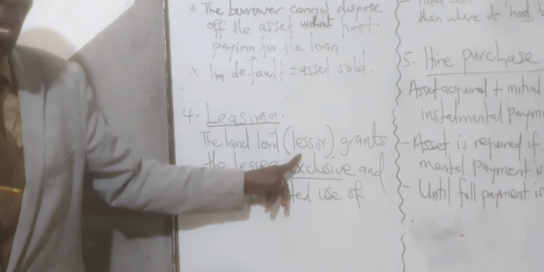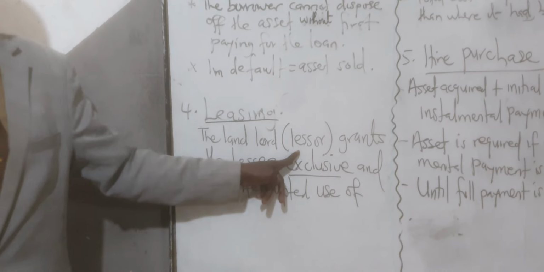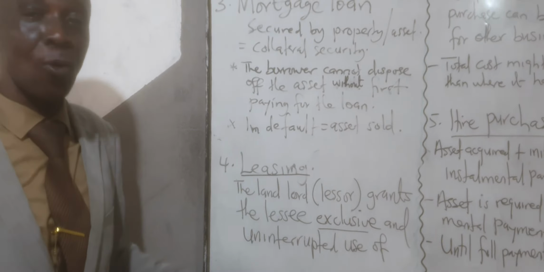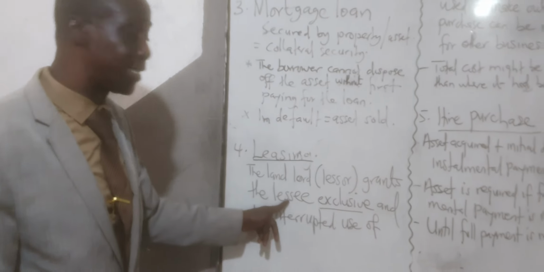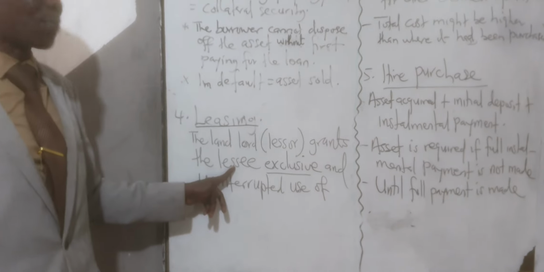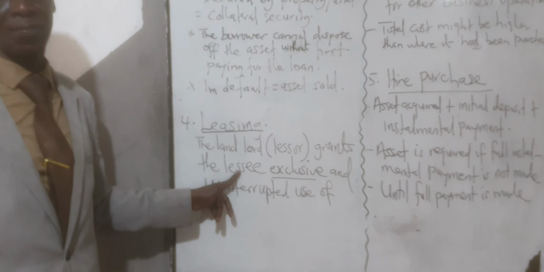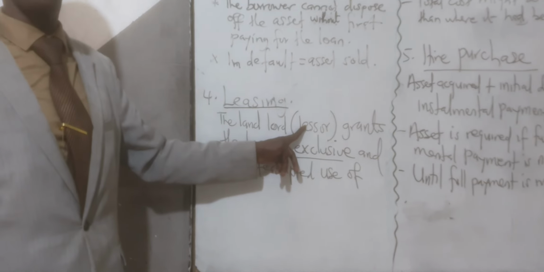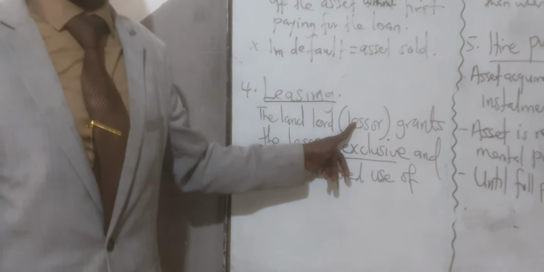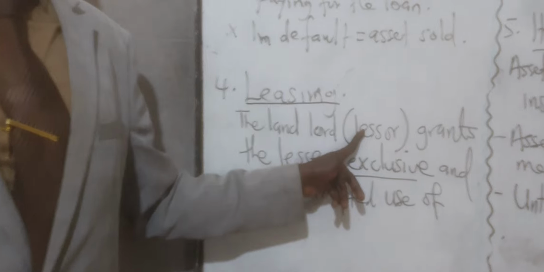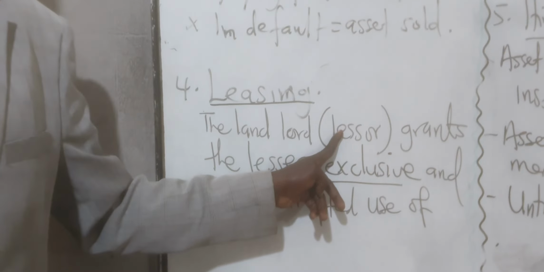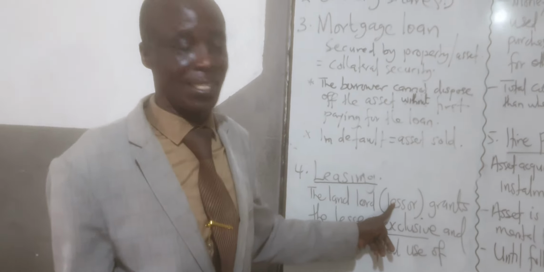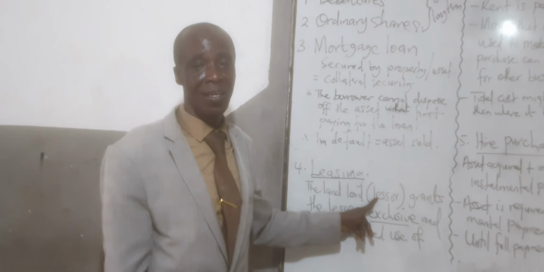We have the leaser. The one who is giving you that property is called the leaser. Then the one who is going for it is the leasee. So in this case, the business will be the leasee. Then the one who is giving you the land to build on, the one who is giving you the building so that you can operate your business, the one who is giving you the asset is called the leaser.